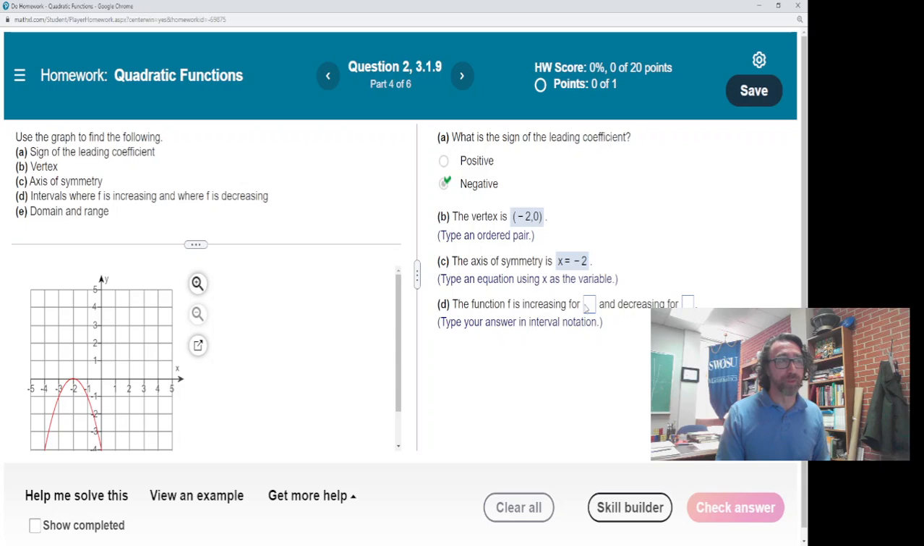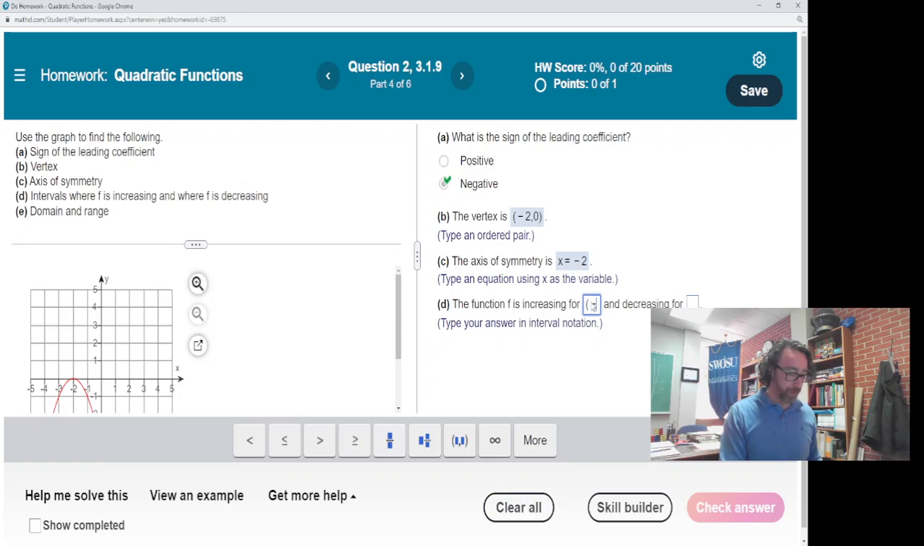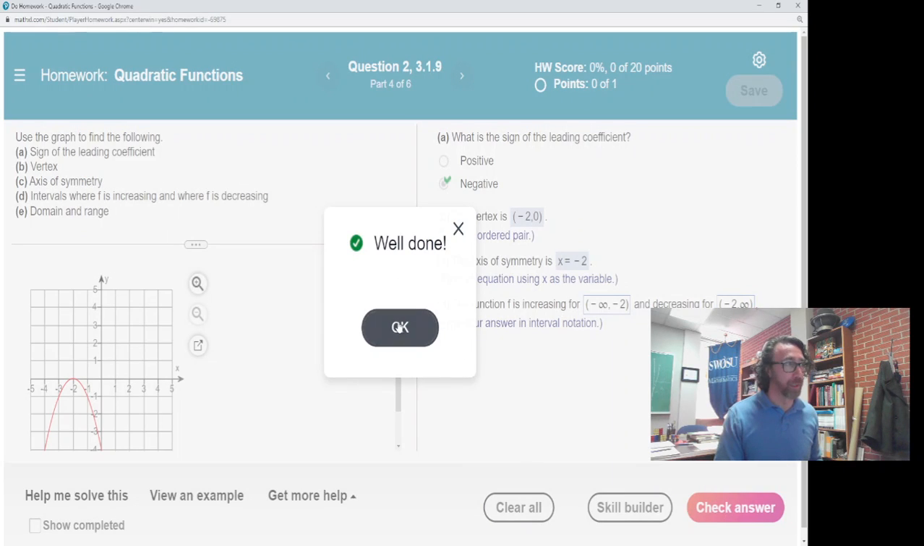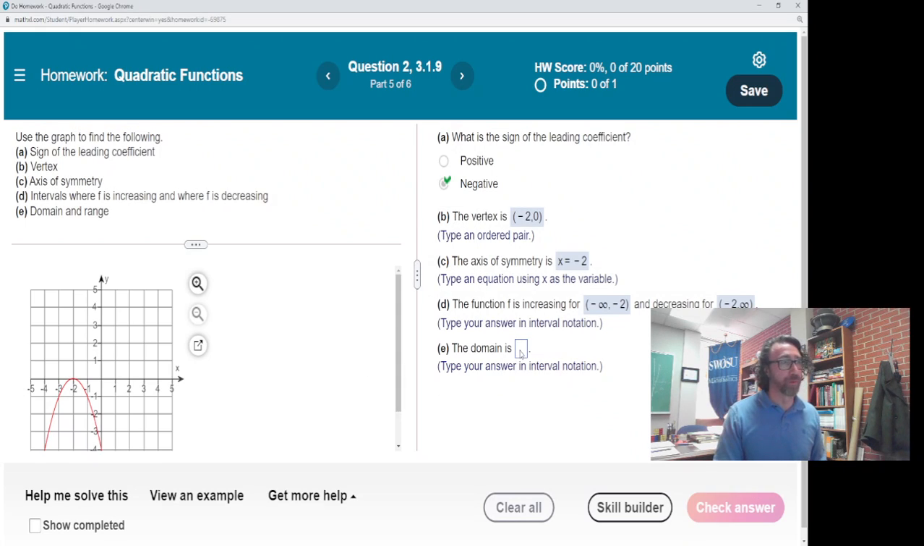f of x is increasing. Okay, well, it's asking us for the answer in interval notation. We can see the graph is sloping up here until we get to x equals -2. So -infinity, I'll select that down here, comma, -2, parenthesis, and decreasing for -2, comma, I select the infinity down there, parenthesis, check my answer, got it, wonderful, we're doing great here.